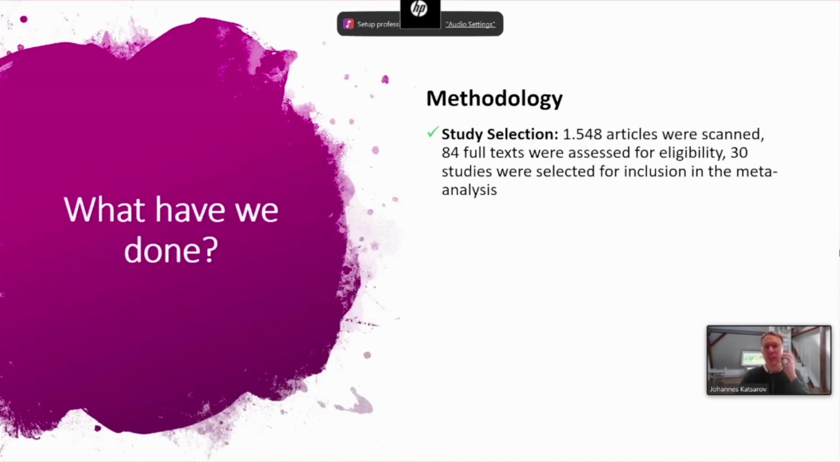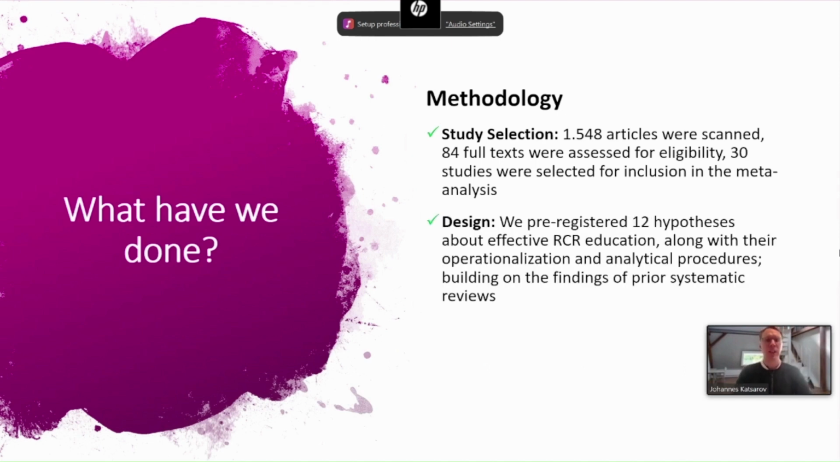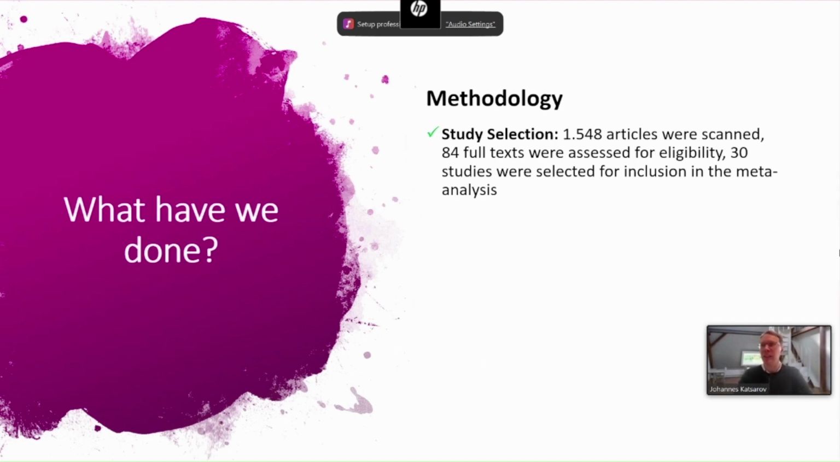In our method, we surveyed more than 1,500 articles and originally selected 30 studies that met our inclusion criteria. They needed to be empirical and at least have a comparison of two groups or a before-after comparison of learning. And we didn't allow for any self-evaluation scores, because it has been shown that self-assessment of learners is not correlated with actual learning.